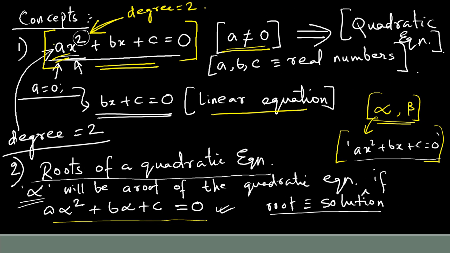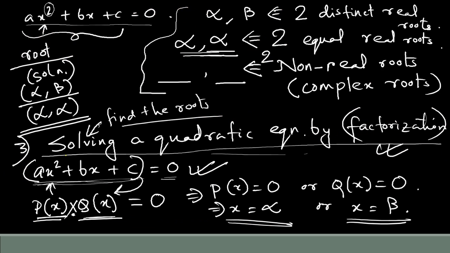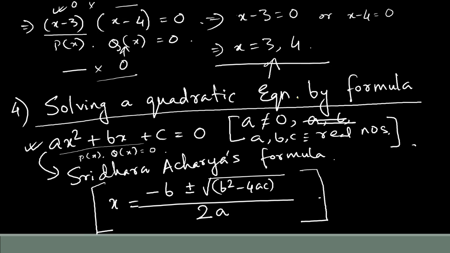These are the 2 points we discussed. Number 1, number 2. Number 3, what is the point we discussed? How we solve a quadratic equation by factorization. So we find the roots of a quadratic equation by two methods. One is by factorization and another by formula. What formula do we use? We use the Sridharacharya formula: x equals minus b plus minus root over b square minus 4ac divided by 2a. This is the formula that we will use.